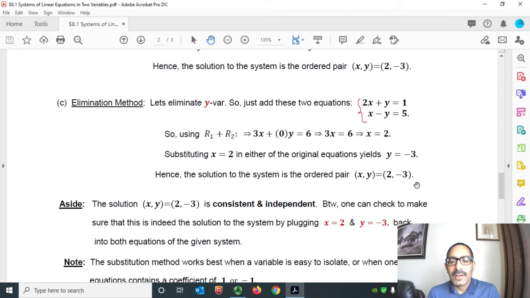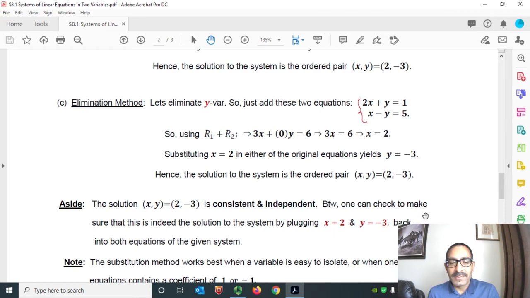Awesome. Now I hope it makes sense to you all. We solved the system using 3 different methods. First the graphical method, then the substitution method, then the elimination method. We got the same answer. Great.